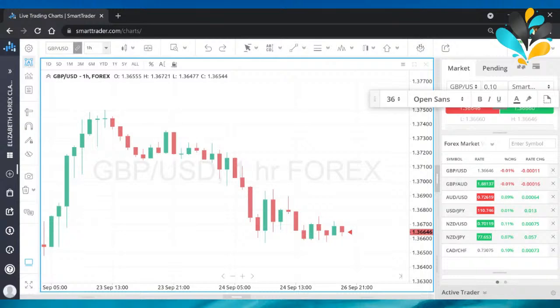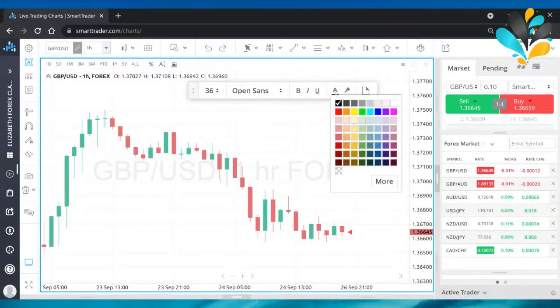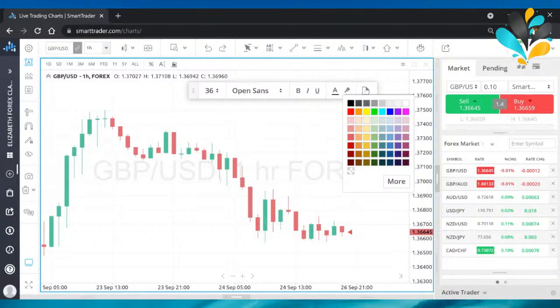So next we have the text tool, which you guys have seen me use on occasion. Like when I type Japanese candlesticks, you can actually edit the text by using this dialog box right here. So you can choose the size, the font. You can bold, italicize, or underline the text. You can choose the text color, whether you want to highlight it. And you can also create a text style or apply a default text style.